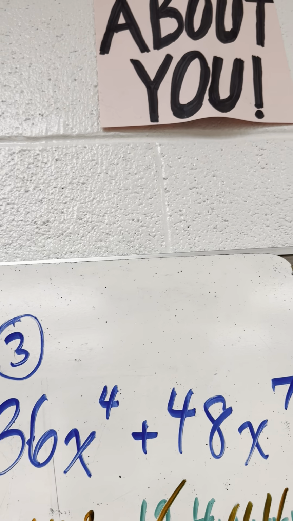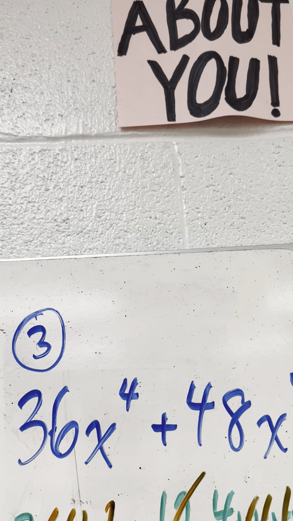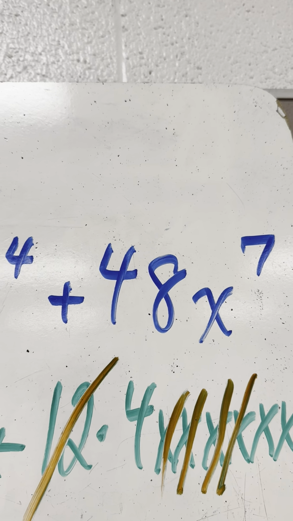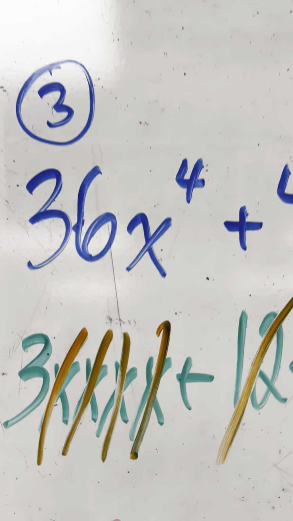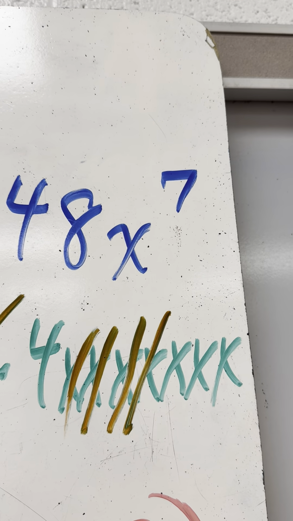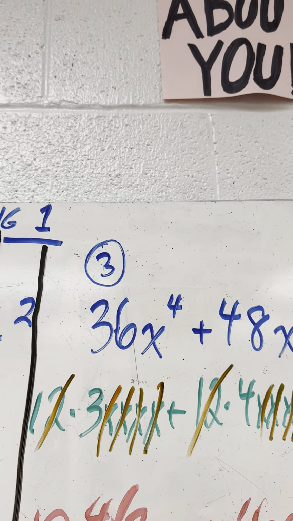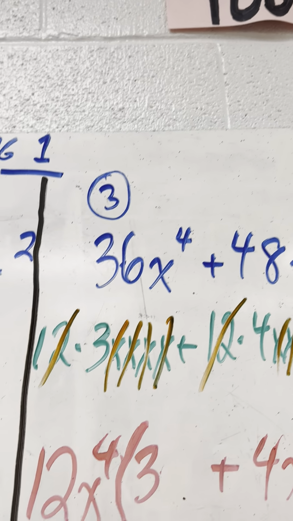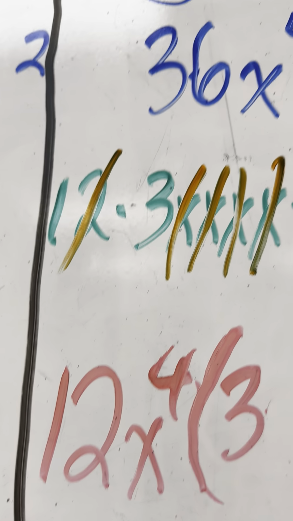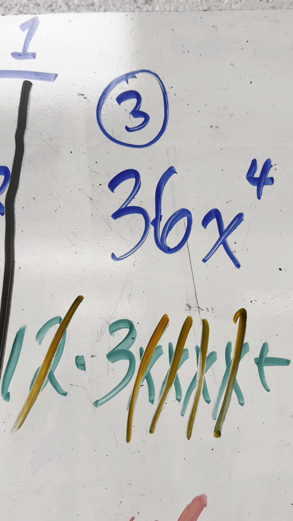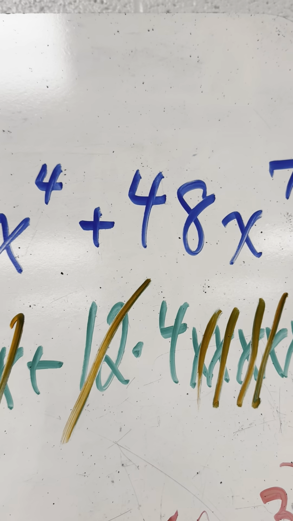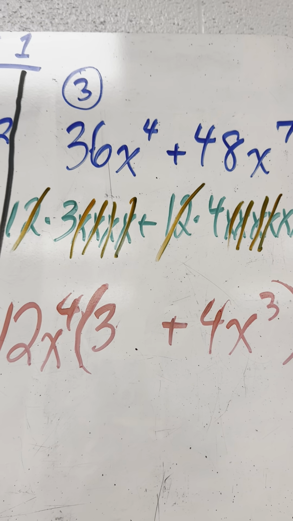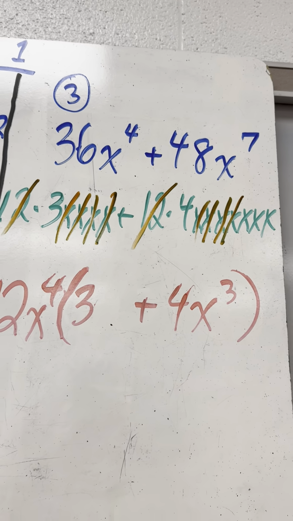36x to the fourth plus 48x to the seventh. 36 is 12 times 3. 48 is 12 times 4. So there's 4 x's here. There's 7 x's here. What's common? A 12 and 4 x's. So 12x to the fourth. What's left is the 3 plus 4x to the third. 3 plus 4x to the third. That's how you do it. Okay?